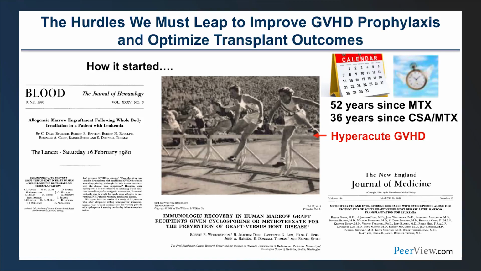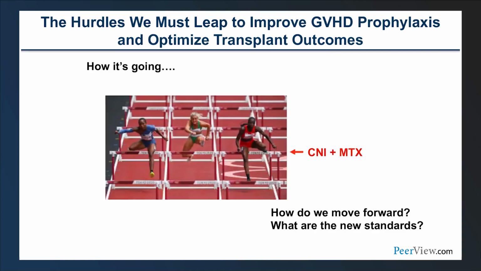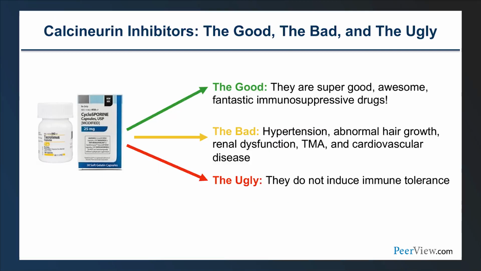And so how it started was coming up with these treatment regimens. How it's going is how do we hurdle over CNIs and methotrexates? How do we move forward? What are the new standards? Well, the reason it's been so hard to move forward from calcineurin inhibitors is that while they do have good, bad, and ugly attributes, there are some really good attributes of these drugs.